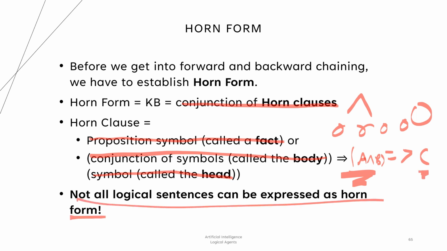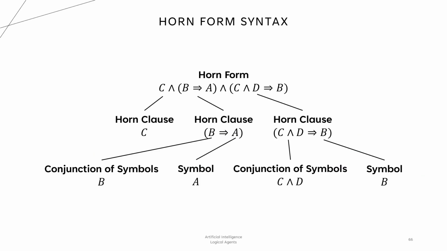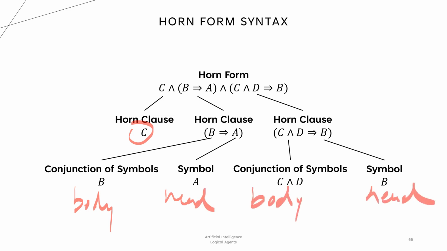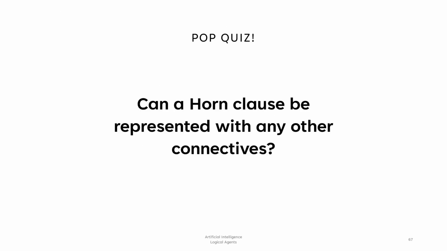So this is another one of the syntax trees. We've got a Horn clause. This is a fact, so just a C. We have a Horn clause here with our conjunction of symbols. So this is the head, or sorry, this is the body actually. So we have the body, head, body, head. So a lot of flexibility with those Horn clauses. Another relationship here is definite clauses, which we'll get into as we look at this next stuff. So can a Horn clause be represented with any other connectives than just implies and conjunction, AND?